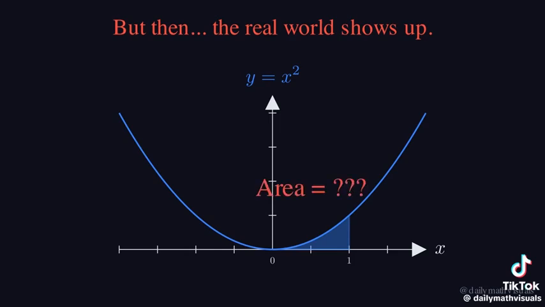The boundary is curved. Squares don't fit cleanly. Can we cut and rearrange? What would we even cut along? This shape doesn't decompose into anything we know. And this problem appears everywhere in disguise.